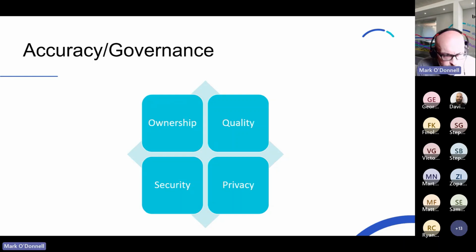Data security is fundamental to all of this. It needs to be built in and thought about from the start. There's various pieces of legislation around that, but it's fundamental. It needs to be thought about up front. And then finally, data privacy. It's about protecting individuals and making sure that you remove a lot of the risk that's associated with personal data from your organization.